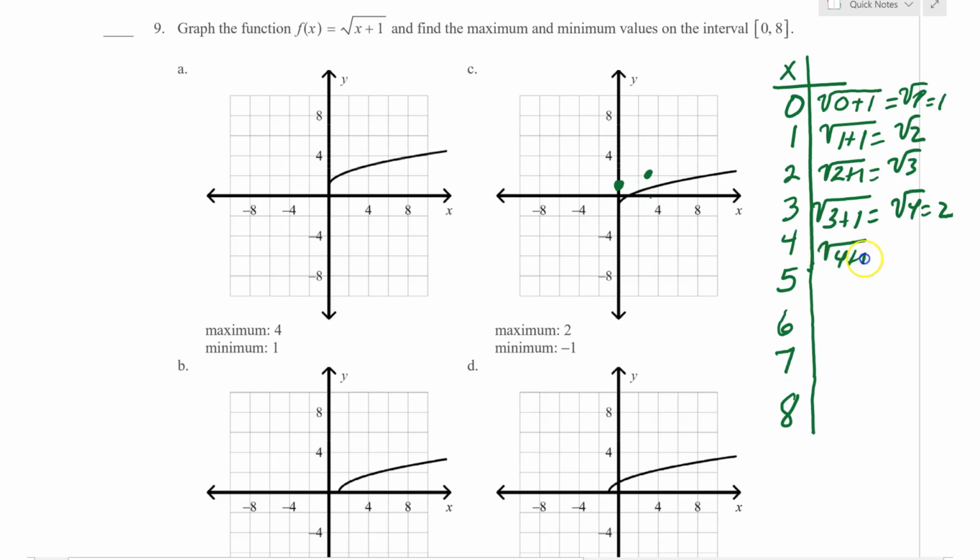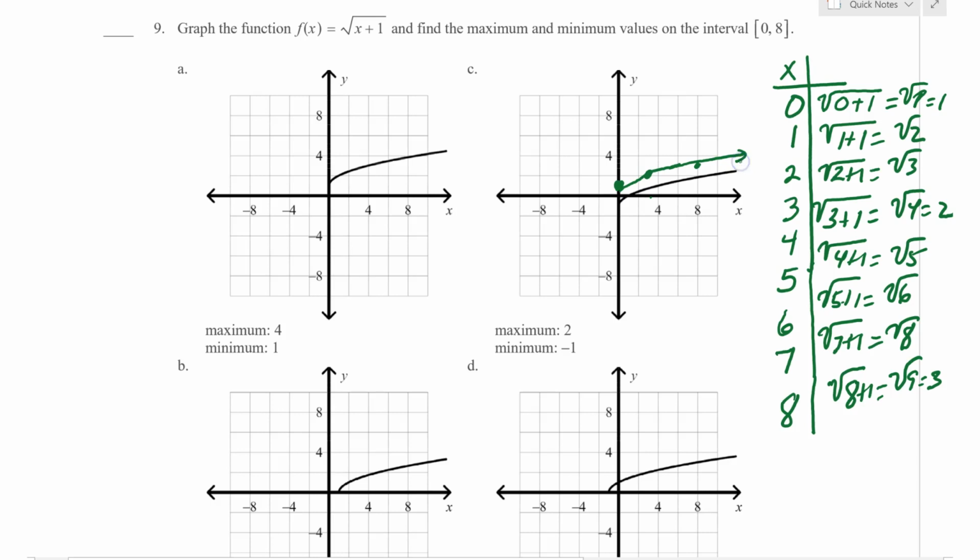Square root of 4 plus 1, which is the square root of 5. Square root of 5 plus 1, which gives you the square root of 6. Square root of 7 plus 1, which gives you the square root of 8. And the square root of 8 plus 1, which gives you the square root of 9, which is 3. So 8 is 2, 3. So your graph should have looked like this. So your answer is not C. Your answer is not D. Your answer is not B. So your answer should have been A.